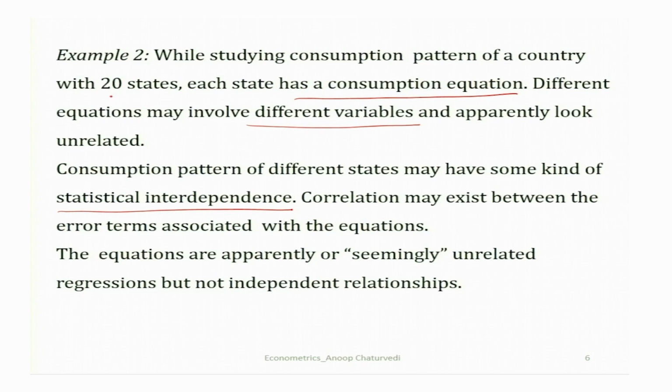So, the equation for a particular state has information about its consumption. Not only that, the consumption equations of the other 19 states also have some kind of information about the consumption of that particular state. So, the equations are apparently or seemingly unrelated regressions, but not independent relationships.